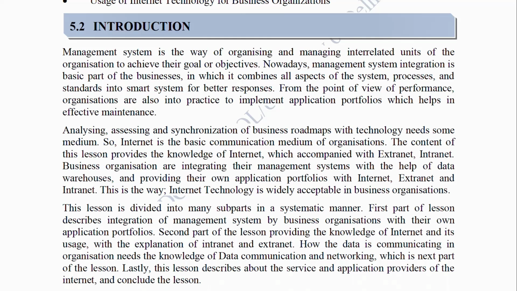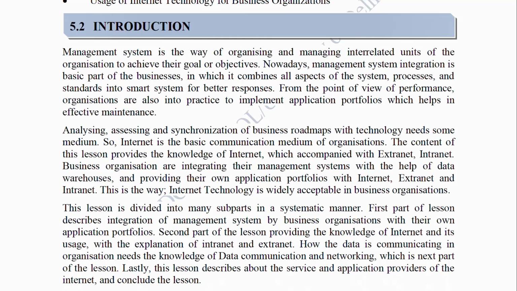From the point of view of performance, organizations are also implementing application portfolios, which help in effective maintenance. Analyzing, assessing and synchronization of business roadmaps with technology needs some medium. So, the Internet is the basic communication medium of organizations. The content of this lesson provides the knowledge of the Internet, which is accompanied by Extranet and Intranet.